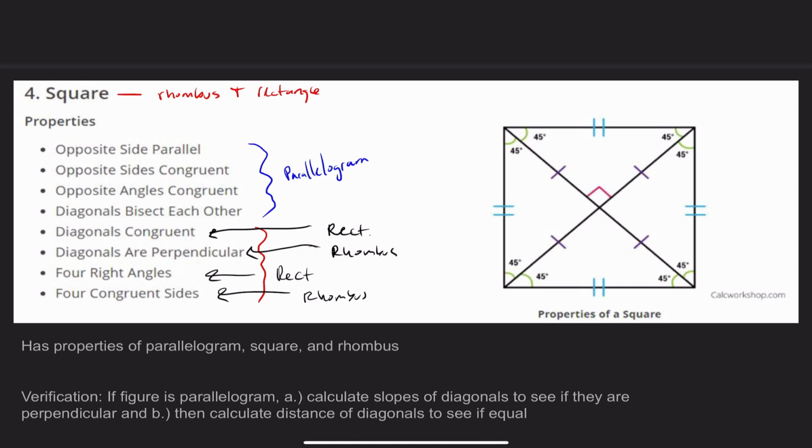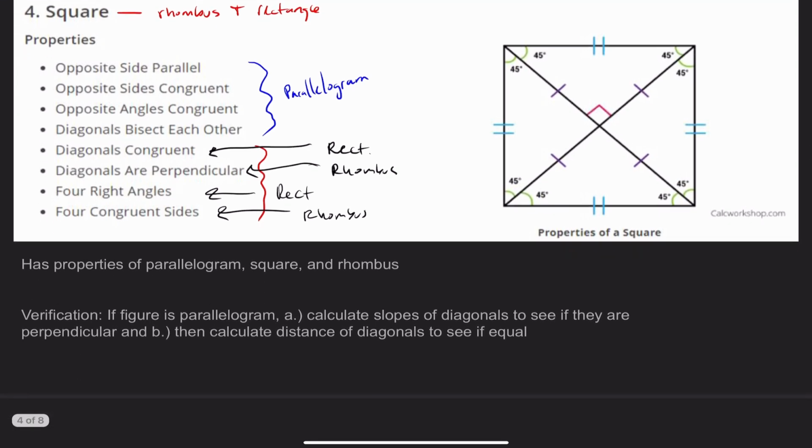Okay? So, verification. If the figure is a parallelogram right from the beginning, make sure you calculate the slopes of the diagonals. Okay? You're using m equals y2 minus y1 over x2 minus x1. And you want to see whether or not they intersect at a 90 degree angle. They are perpendicular, okay? You see if the slopes are perpendicular, opposite sign, flip fraction, great. It is either a square or a rhombus. Then you're going to do the cherry on top. You're going to do one more step. You're going to calculate whether or not the diagonals are congruent using the distance formula. Okay? So that's your verification.